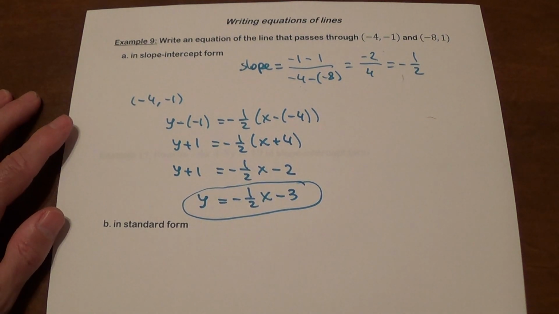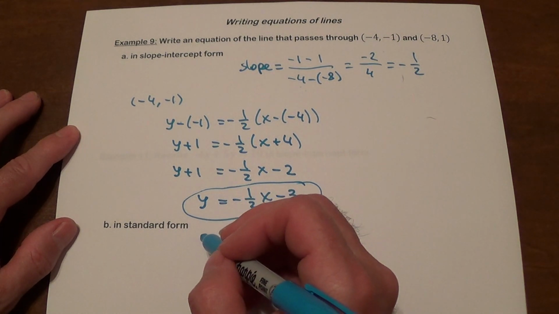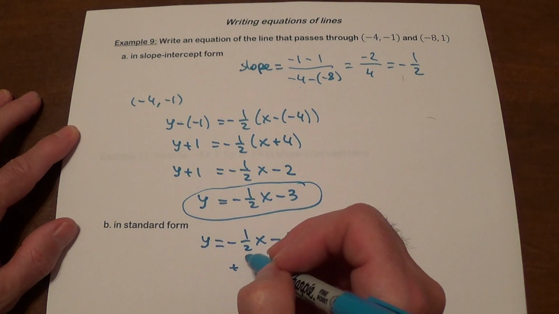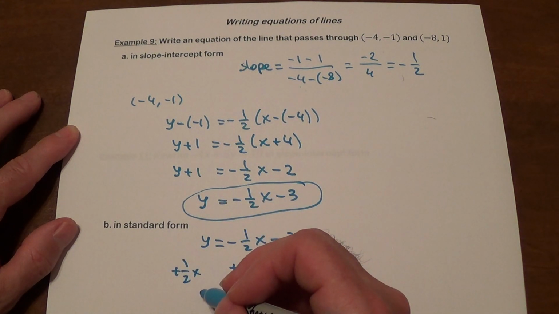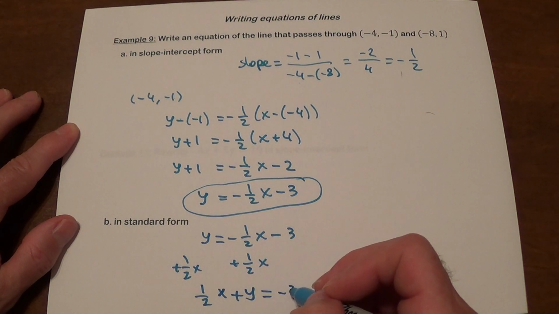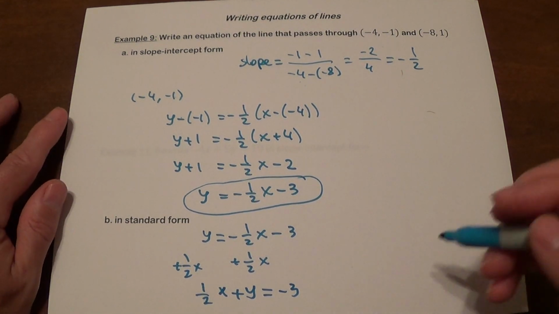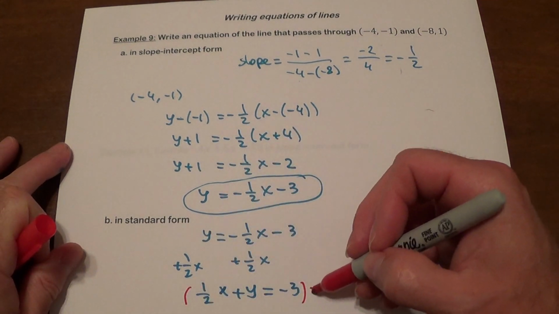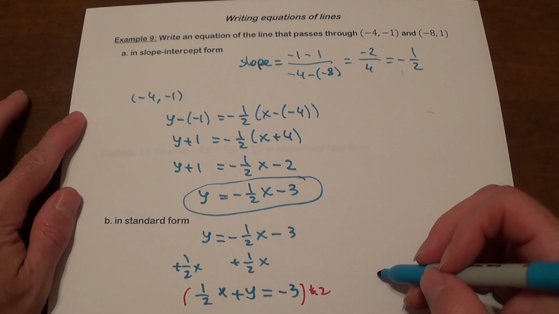If I want to write this in standard form, what I would do is take this equation and add 1/2 x to both sides. Then I'm going to get 1/2 x plus y equals -3. What we typically do with the standard form, we don't like to see fractions there. So if I multiply this equation by 2, I will be able to eliminate the fraction. It's not required, but it's certainly helpful.